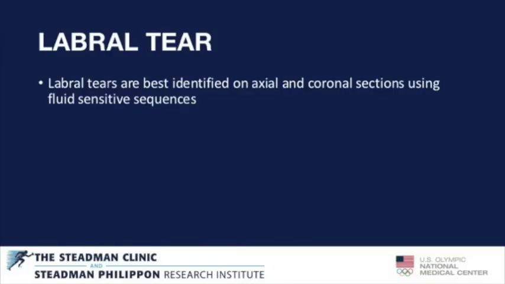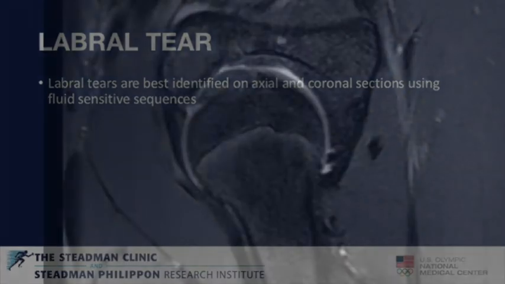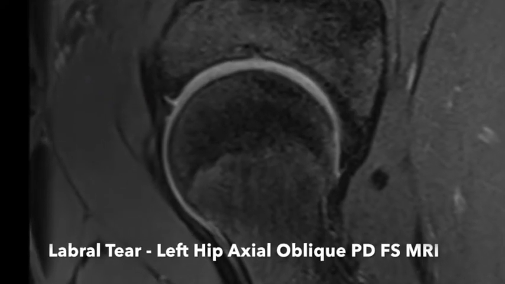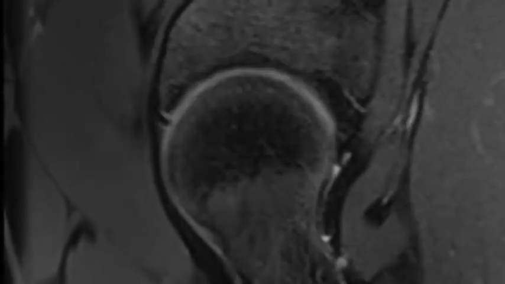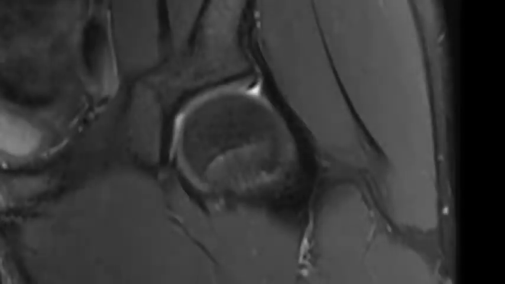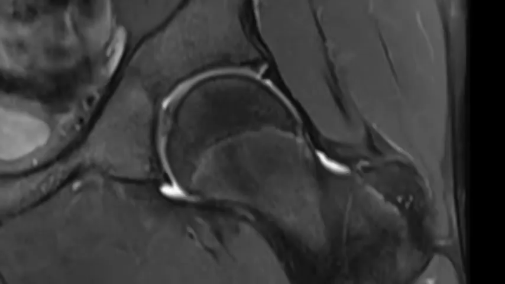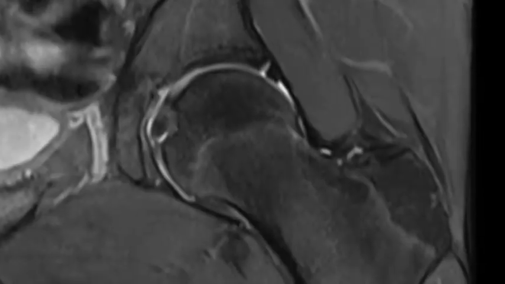Labral tears are optimally identified on axial and coronal sections using fluid-sensitive sequences. An anterior superior labral tear is identified on this axial oblique PD-FS MRI. It is also well visualized on this coronal PD-TSE-FS MRI in the same patient.